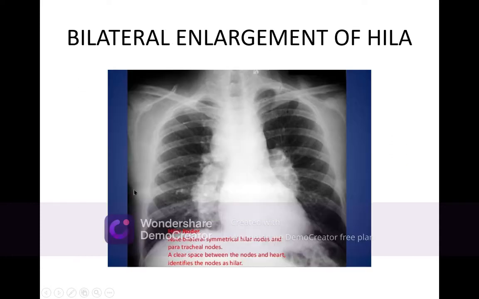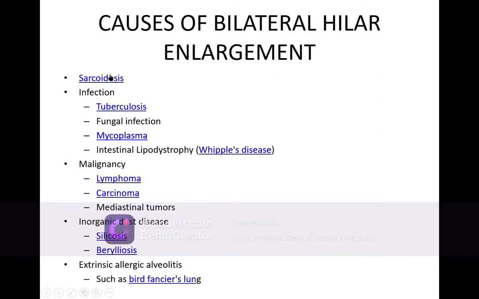But bilateral enlargement of the hilar is seen here. It is enlarged, and the hilar is not prominent, because there are air bronchograms inside it, and these are the enlargement. If you measure it, it is more than 2.5 centimeters. Bilateral enlargement is seen in many conditions: sarcoidosis, tuberculosis, mycoplasma, lymphoma, carcinoma, silicosis, berylliosis, everything.